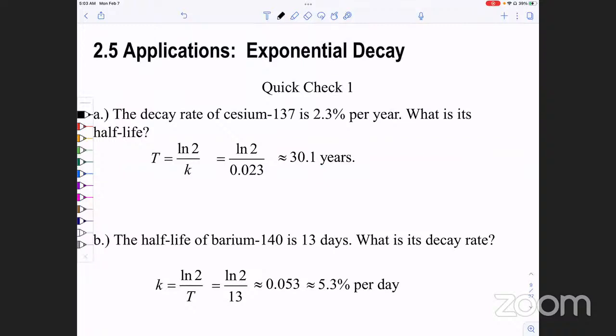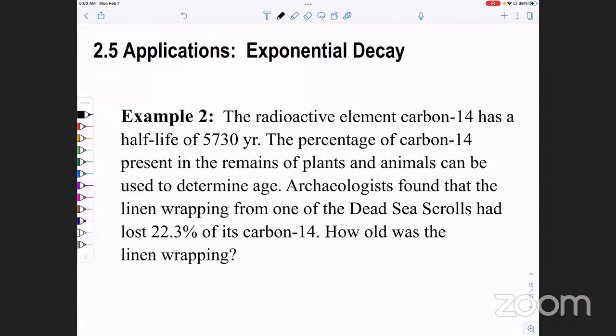I've been leaving the quick checks as an exercise for you, so you can see the information here and try it yourself. Next, we have this example 2. It says the radioactive element carbon-14 has a half-life of 5730 years. The percentage of carbon-14 present in the remains of plants and animals can be used to determine their age. Archaeologists found that the linen wrapping from one of the Dead Sea Scrolls has lost 22.3% of its carbon-14.